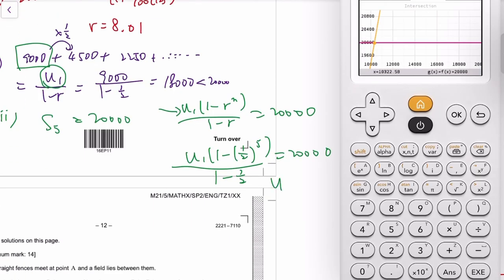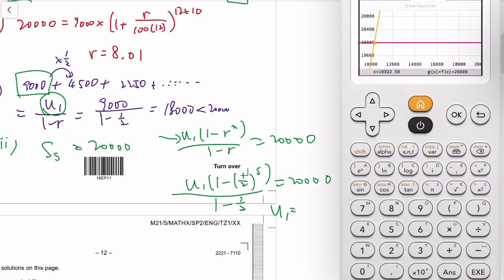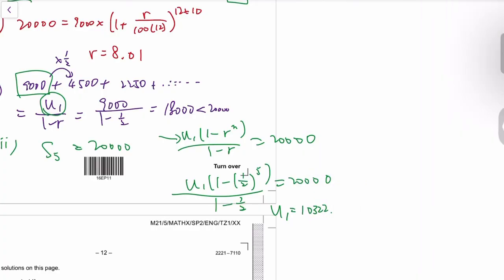So u1 is 10322.58. So that will be how much he needs to start his investment with.